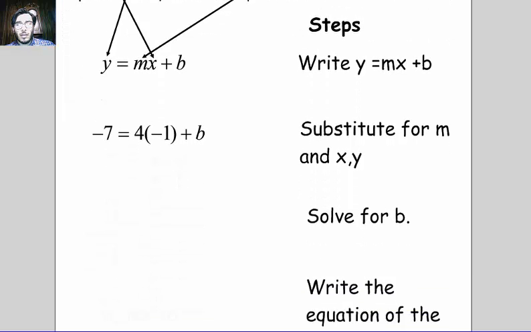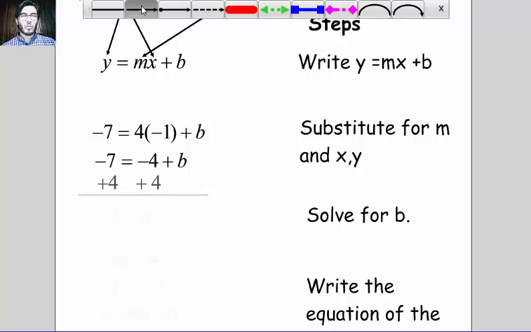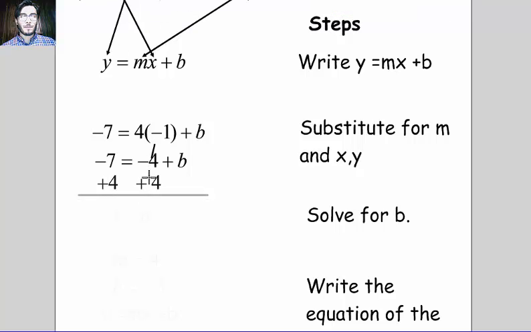And the next step is to solve for b. So let's solve for b. We're going to get negative 7 equals negative 4, because 4 times negative 1 is negative 4. Bring down the plus b. Let's do some algebra to solve for b. Add 4 to both sides of the equation. These 4's will cancel out here. And we will get negative 3 equals b.